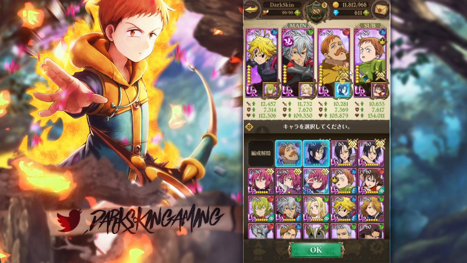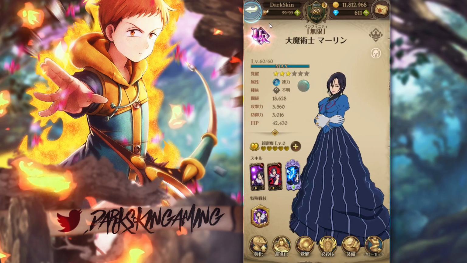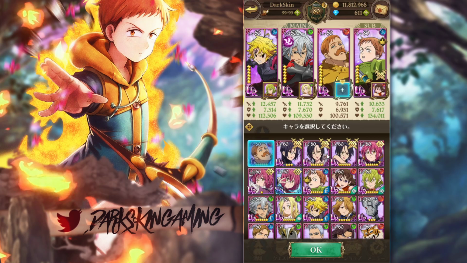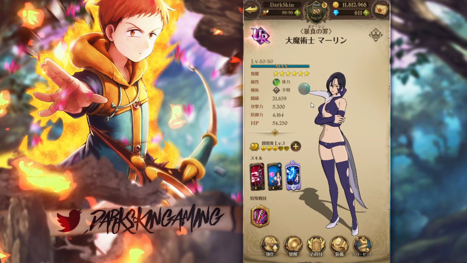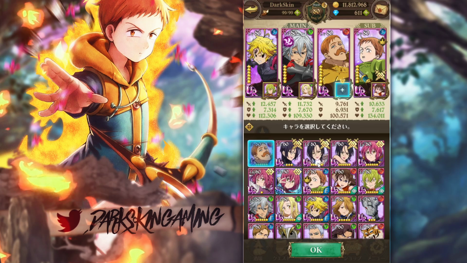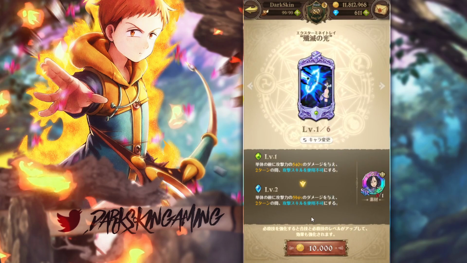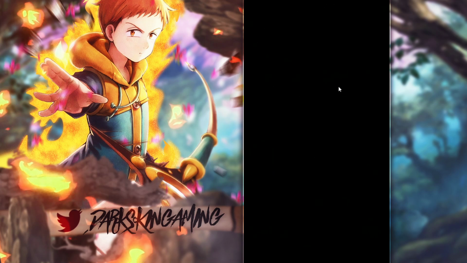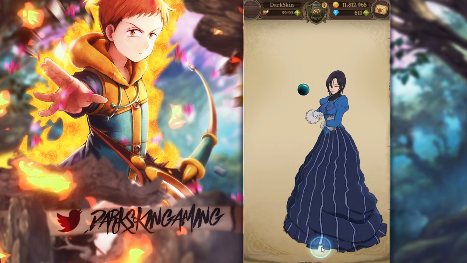Right now, let's look at Escanor's link, which is Merlin. Now, as you can see, this Merlin is level 60 and 3-star, right? And then if you look at Green Merlin, she is level 80, 6-star. So Green Merlin should give Escanor the better stats, right? No. The reason why is because this Merlin right here, her ult is 1 out of 6. This Merlin, who is only level 60, 3-star, her ult is 6 out of 6.